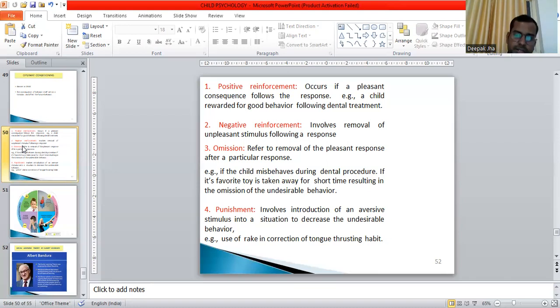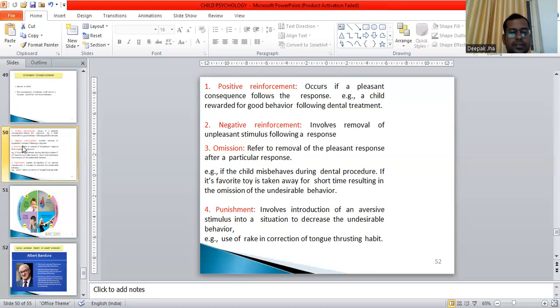The most common example of using this type of operant thinking is the use of rakes in treatment of tongue thrusting habit. You place the tongue thrust habit prevention appliance, and it has rakes. So whenever the child goes to do the tongue thrusting habit, his tongue will hit the rake. There would be a negative stimulus which the child would get, and he would know that this habit is not permitted, and slowly he will leave the habit.